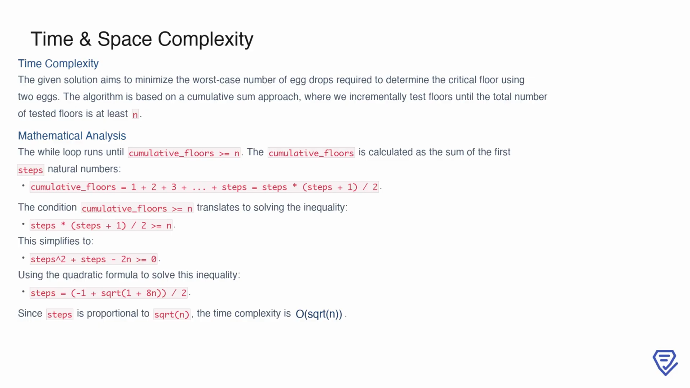Rearranging this leads to a quadratic equation, and applying the quadratic formula gives us steps equals (-1 plus sqrt(1 plus 8n))/2. This means the number of steps is proportional to the square root of n, which establishes the time complexity as O(sqrt(n)).